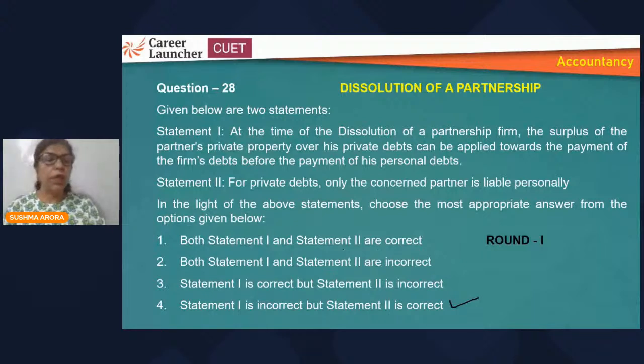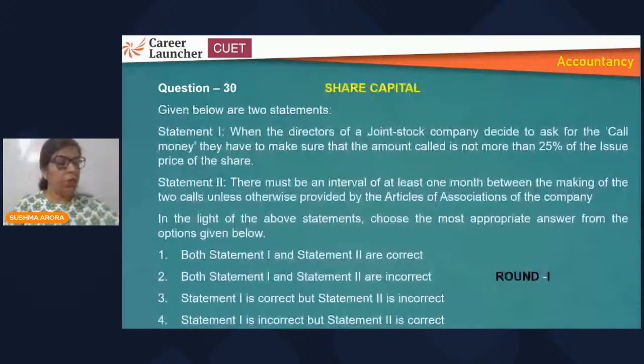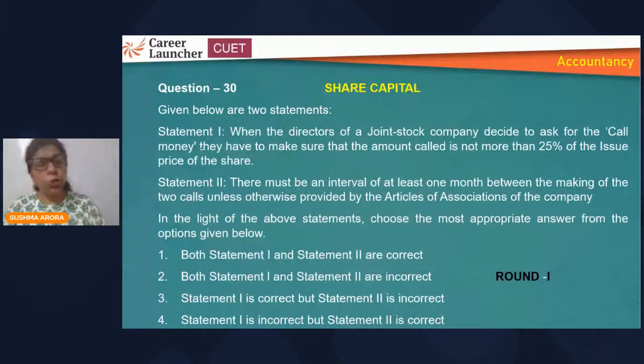Now, come on. 29. At the time of dissolution, if the realization expenses are supposed to be borne by a partner, then the partner's account will be debited. Answer A. A's capital will be debited. Now, come on, question number 30. Very good question. When the directors ask for the call money, make sure it is not more than 25%, and there will be an interval of 1 month. So our option 1 is correct.